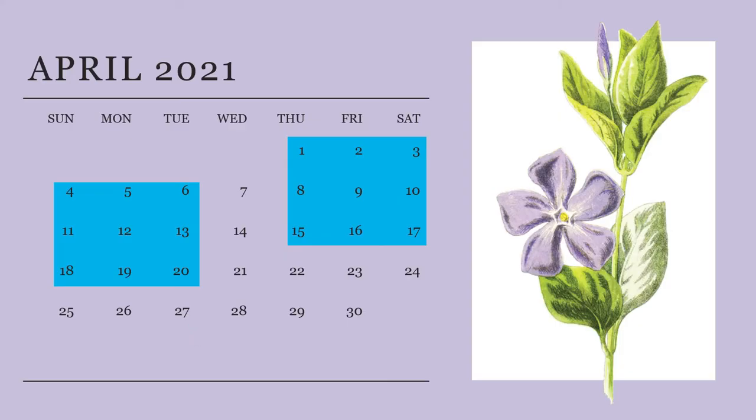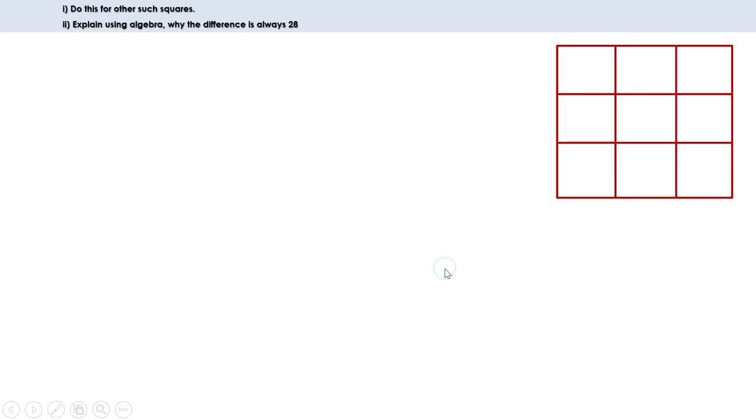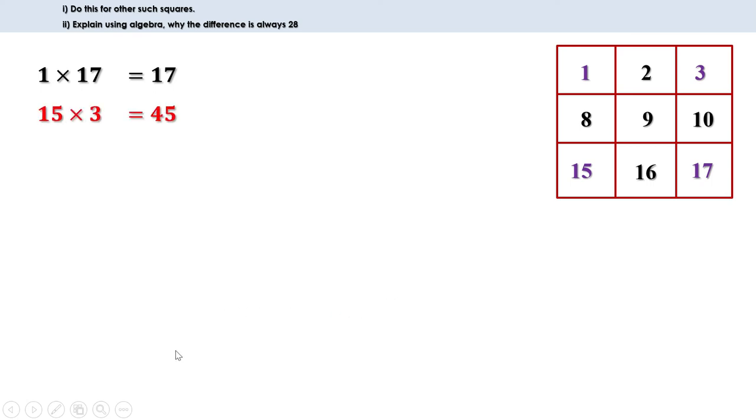Let us look at a calendar at first. First of all, let me take 9 numbers forming a square. Let me take these numbers: 1, 2, 3, 8, 9, 10, 15, 16, 17. Now let me take the diagonal product. 1 into 17 is 17. 15 into 3 is 45. 45 minus 17 is 28. Now we have to explain using algebra why the difference is always 28.